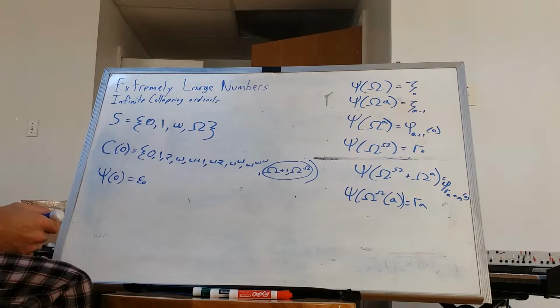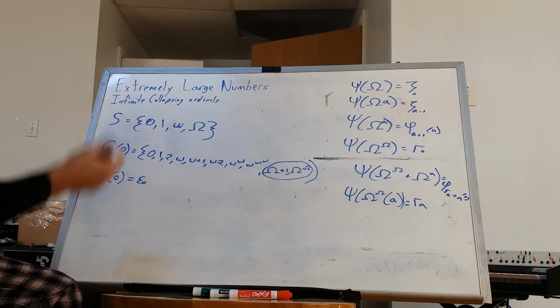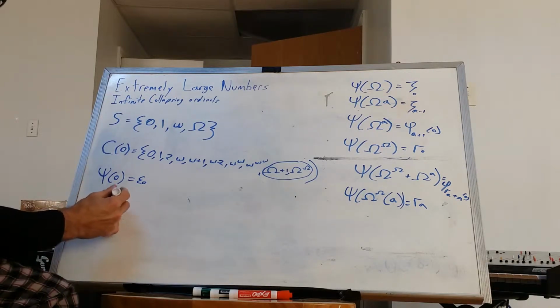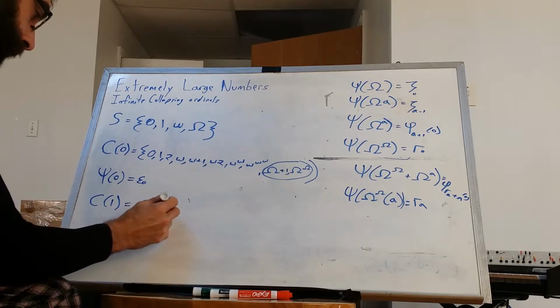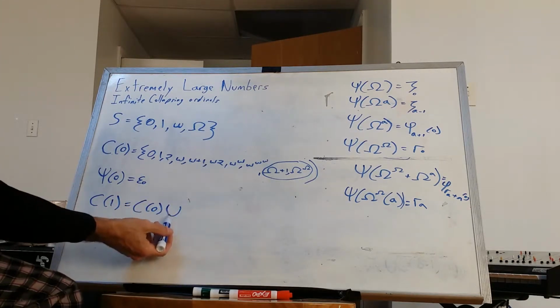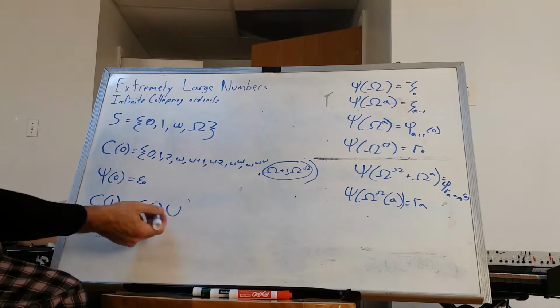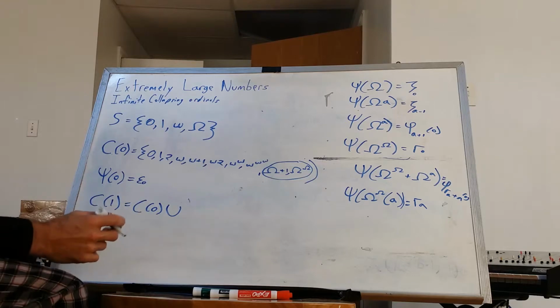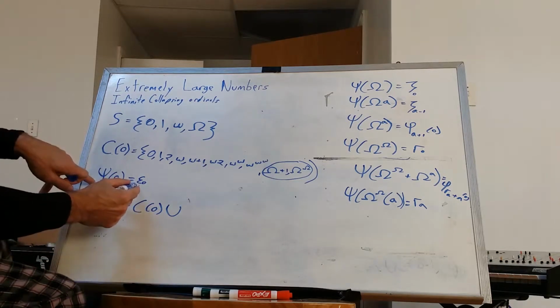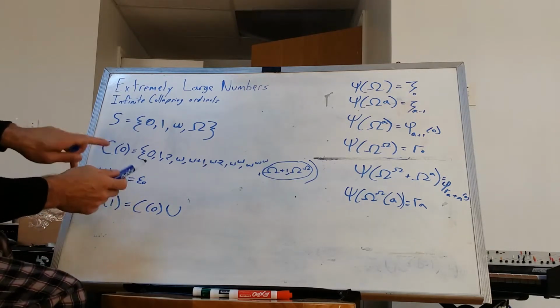Okay, so now moving on, we're going to go to C of 1. Now C of 1 is our previous set, so C of 0, and I'm going to use the union symbol there. So this just means this in addition to that. So this combined with any operations of this using addition, multiplication, and exponentiation, basically.